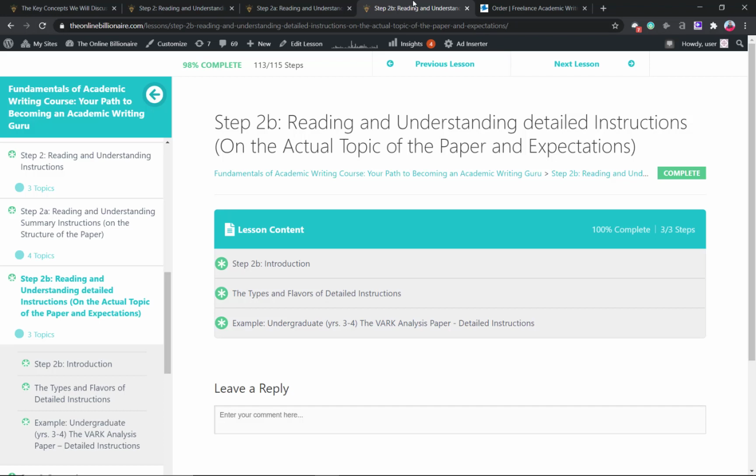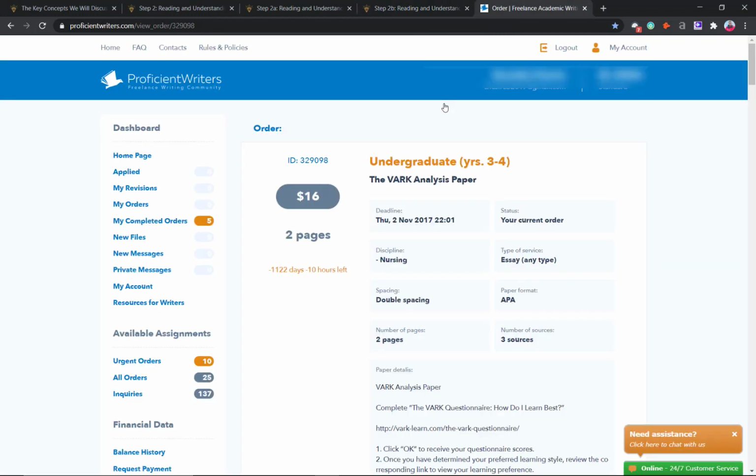Let's look at these two categories of instructions using an example. Here's the example. The example is an academic paper I did some time ago. It's titled the VAC analysis paper, and it's more or less a general paper. It's representative of the general paper. This paper is going to recur throughout the course. You're going to use it as an example.